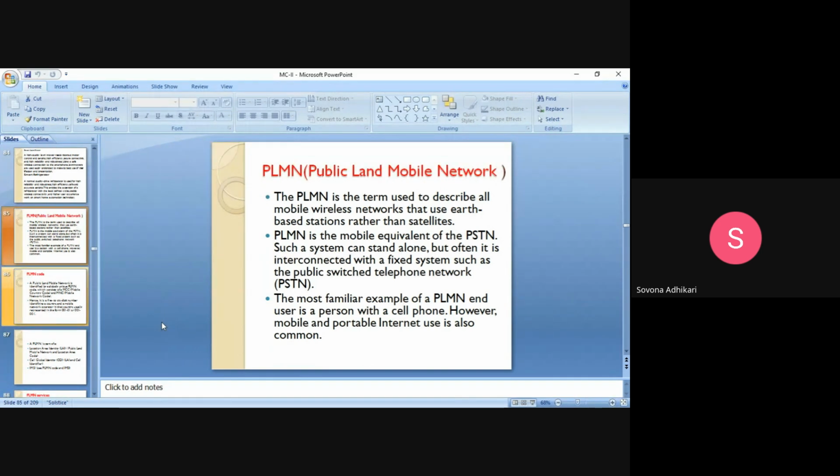You have a cell phone and you can travel. While traveling, there should be no drop in your communication. There should be no session logout. So mobile and portable internet use is also common.